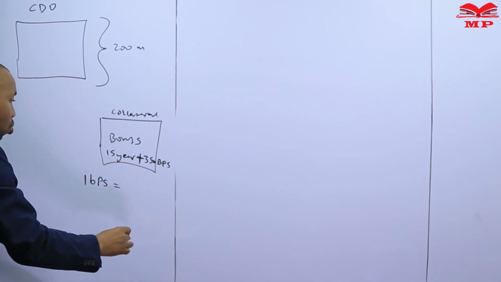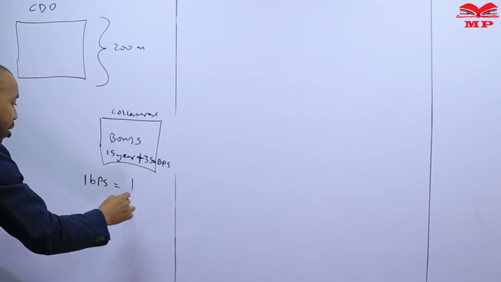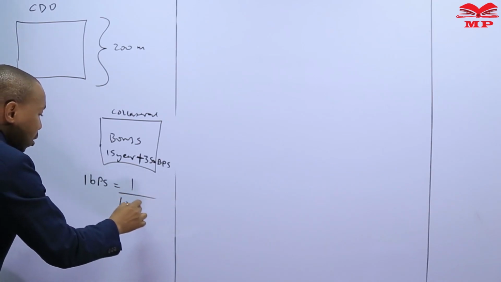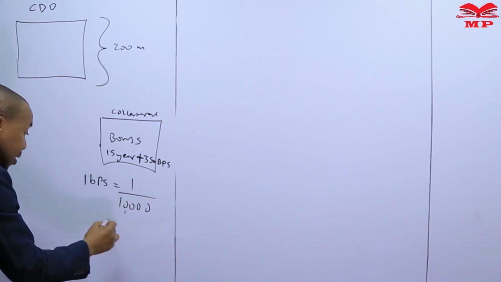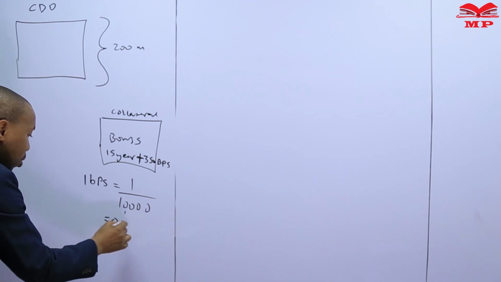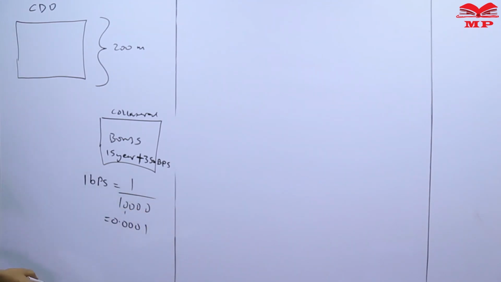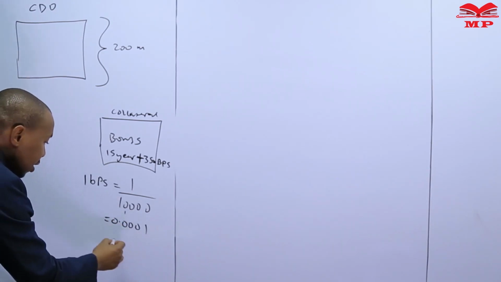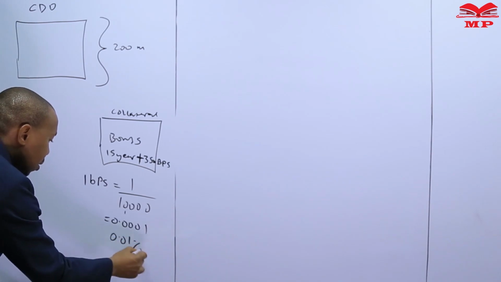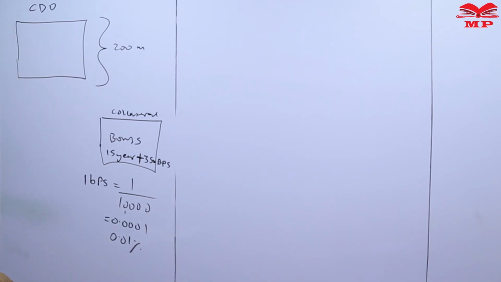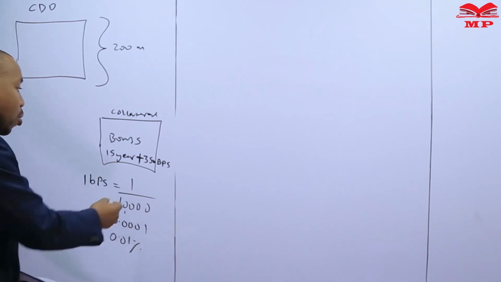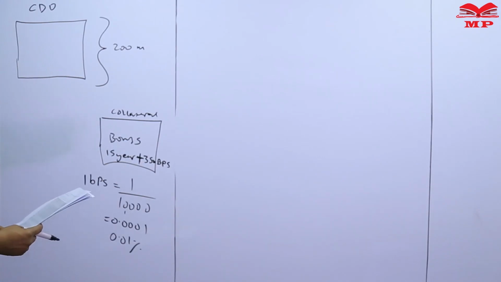BPS is equal to, you just get that one and divide by 10,000. So in essence, it is the same as 0.0001. Divide by 10,000, that's 0.0001, or we can say it is 0.01%. That is the conversion factor of how to convert basis points into decimal points. So now we already know what 350 basis points is.